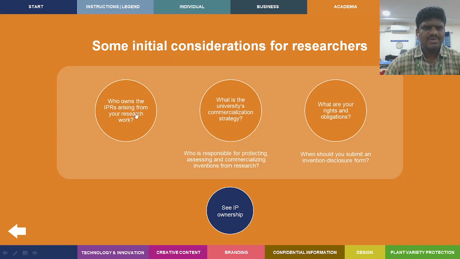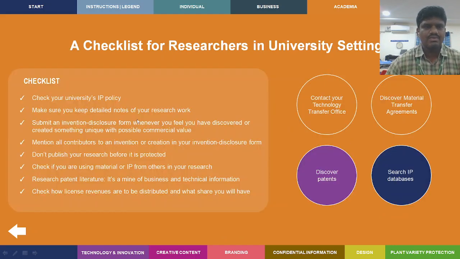Who owns the IPRs arising from your research work? Very important, because this is very important for every faculty member working in universities or institutions. Whatever you are doing, some research or some projects, some dissertation work, we should protect our ideas and our designs and our products. Understand? So who owns the IPRs arising from your research work? Very, very important. So these things you have to remember.